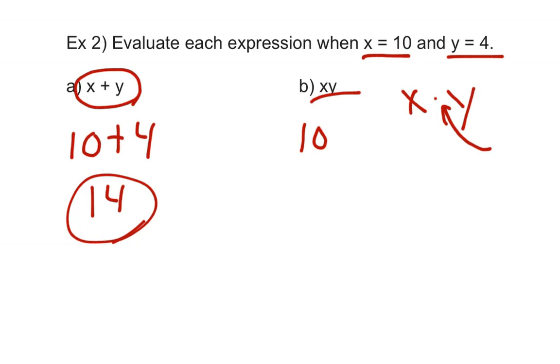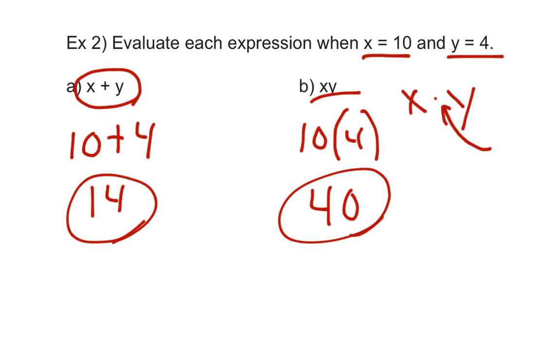Somehow you want to show multiplication. What I could do is use parentheses, so I know that this is 10 times 4. 10 times 4, of course, is 40. All right? If you didn't want to do the parentheses and you just wanted to show multiplication with that dot, that would be okay too, whichever way you prefer. But somehow you have to keep it straight that it is a multiplication.